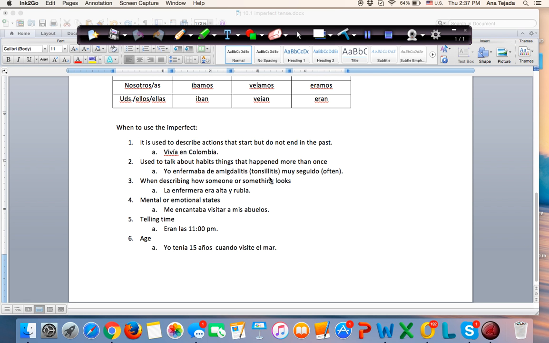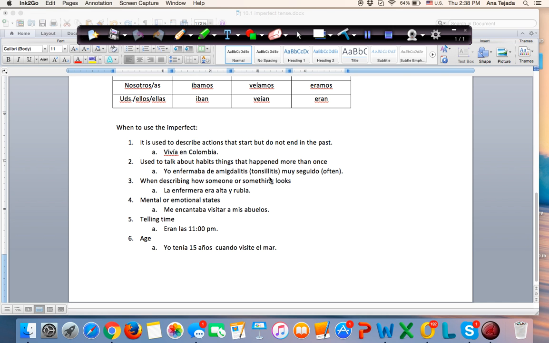Regla número 3. When describing how someone or something looks. So let's think about when you're telling a story or you're telling someone what happened. Remember, you have to tell, oh, there was this person and that person looked like this or was doing this, or it was at night, it was freezing. Setting that atmosphere, describing the details of how something or someone looked, those in the past tense are going to be details that we tell in the imperfect tense, just because we're setting that background.